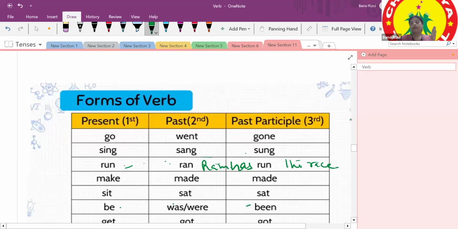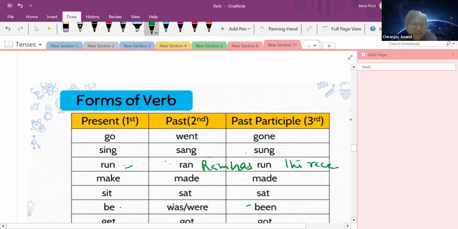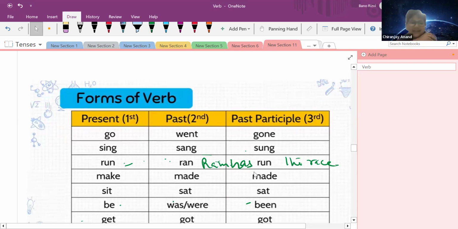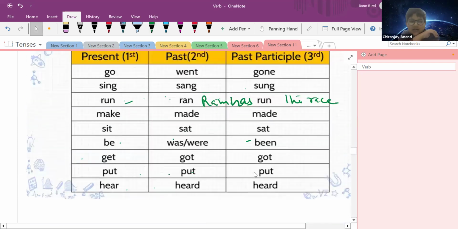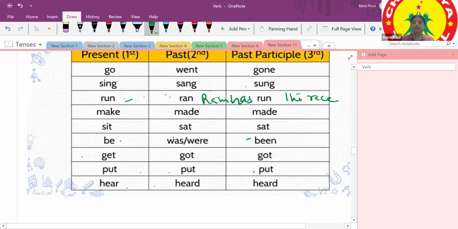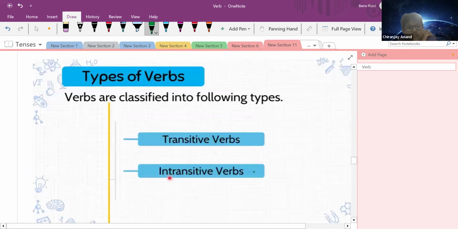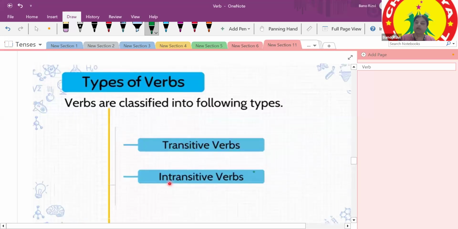The first form is the present. The second form is the past, and the third is the past participle. Make, made, made. Will you make a cake? He made a cake. He has made a cake. Okay, now that was the forms.